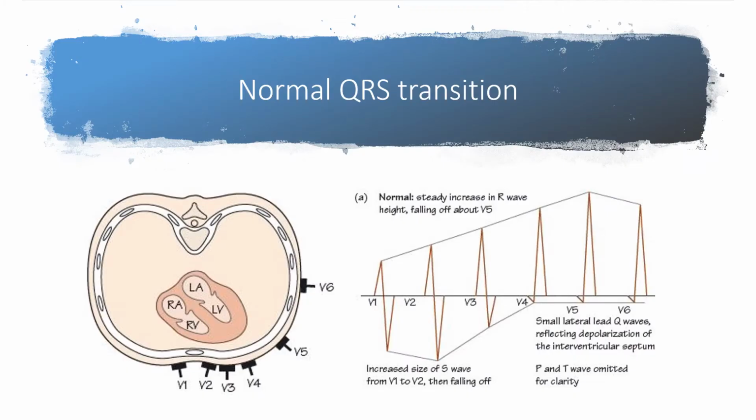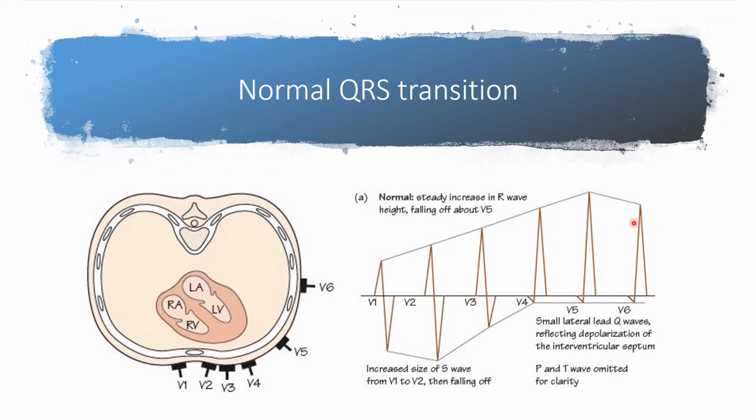This slide shows you the normal precordial transition of the QRS complexes from V1 to V6. As you can see here, the R to S ratio, which is the R wave divided by the S wave, is less than 1 in V1 and V2 in a normal precordial transition, and the S wave is deeper in V2 compared to V1. Now the R wave becomes progressively bigger until it reaches about V5, and then it plateaus in V5 and V6.